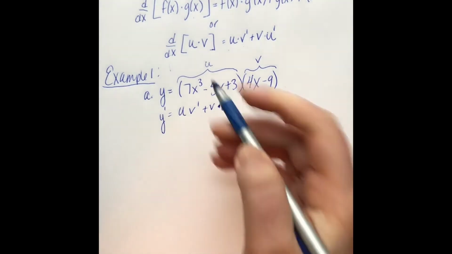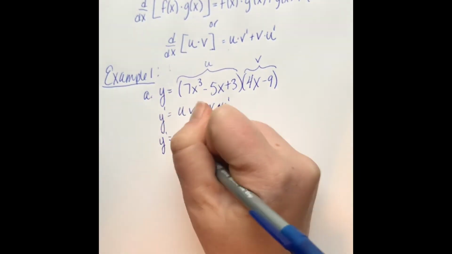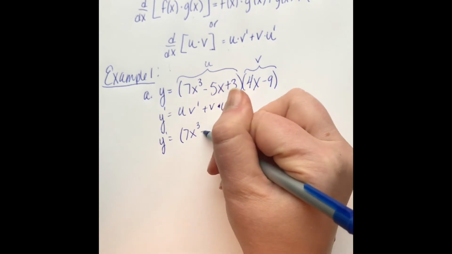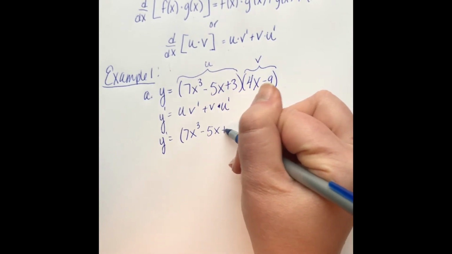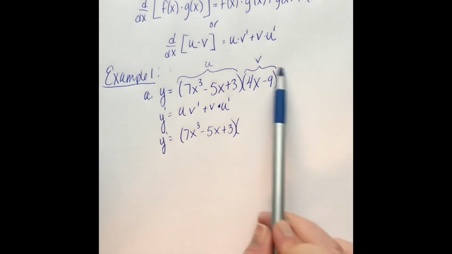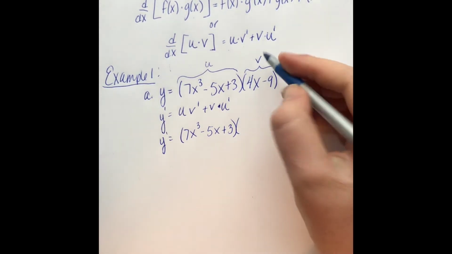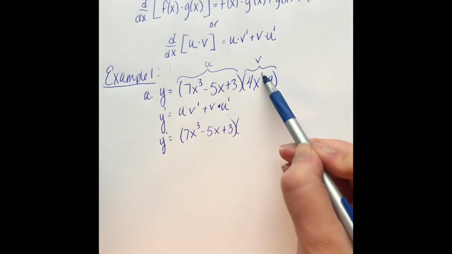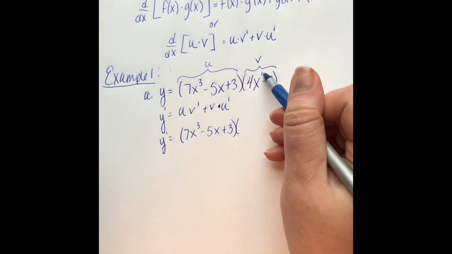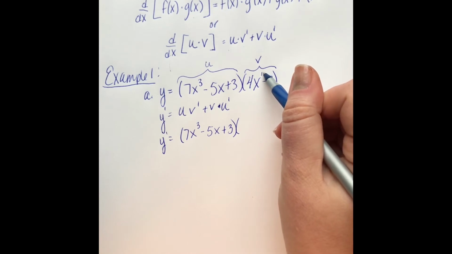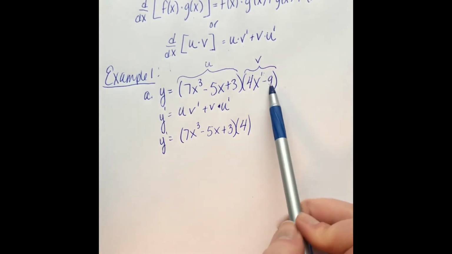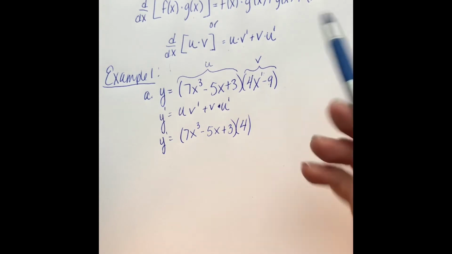Okay, so we're going to take the first, which is going to stay exactly the same. Keep everything in parentheses. 7x cubed minus 5x plus 3 times the derivative of the second. Using the power rule, there's an invisible 1 here. So I'm going to take this exponent, kick it out in front, so it's 4. And then if we subtract 1 from the 1, you have x to the 0, which is just going to be 4. And the derivative of any constant is just 0.